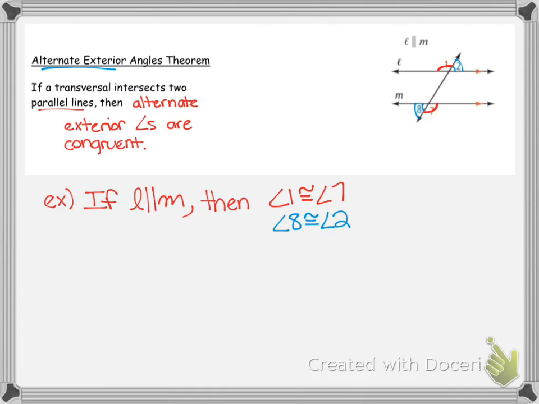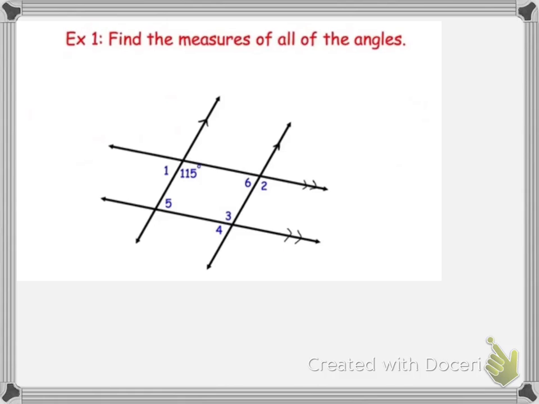Okay? So now let's put what we know so far into practice a little bit and see if we can find the measure of all of these angles in this example. The only thing we know so far is that this angle is 115 degrees. What I want us to do is find all the angles that are congruent to that 115. So let's start with corresponding angles. Do you see an angle that corresponds to 115? Well, let's look at angle 2. Angle 2 is in corresponding position on the parallel lines, so 2 must also be 115.